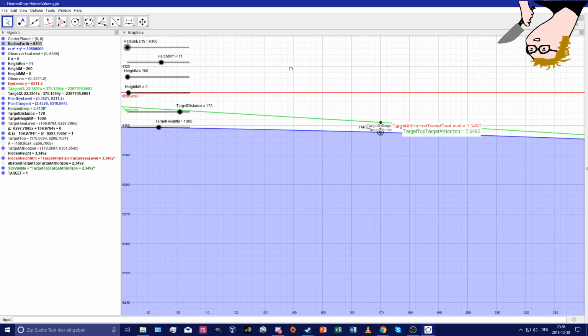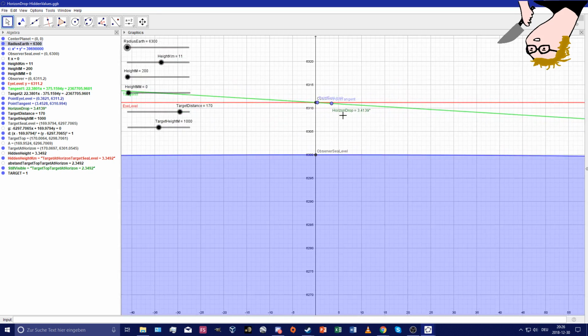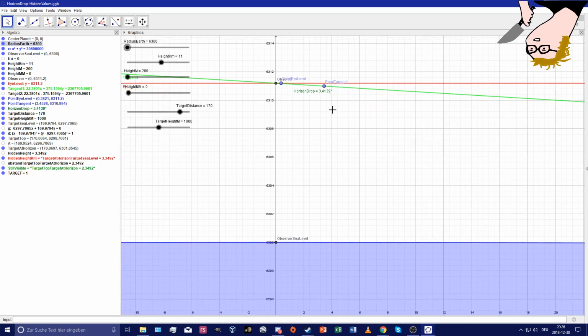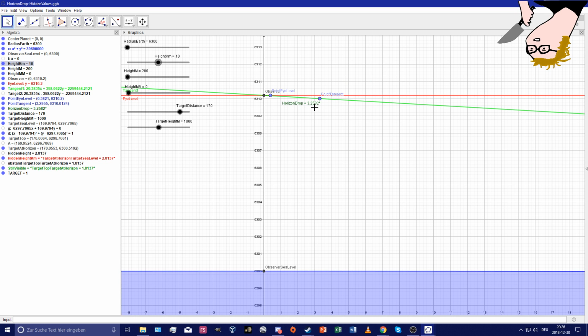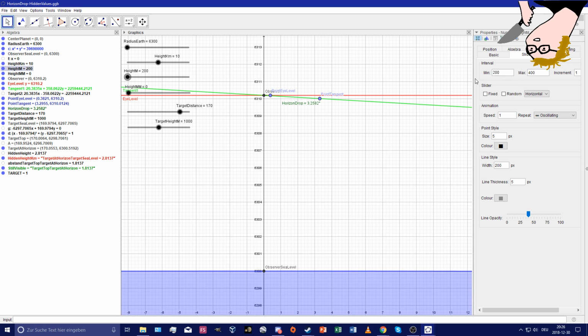Now the angle between the two I can actually show you. It's called horizon drop in this model. I've set the target height to 10 kilometers, for example. You will get, well, 3.2 kilometers actually. Correct.